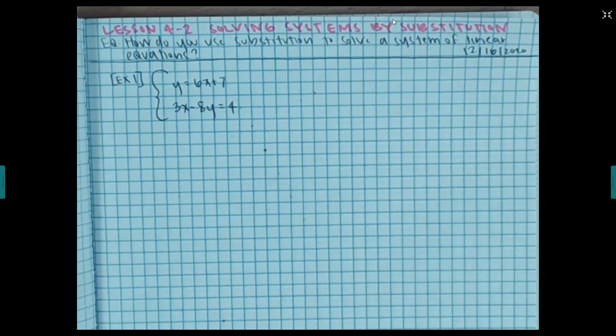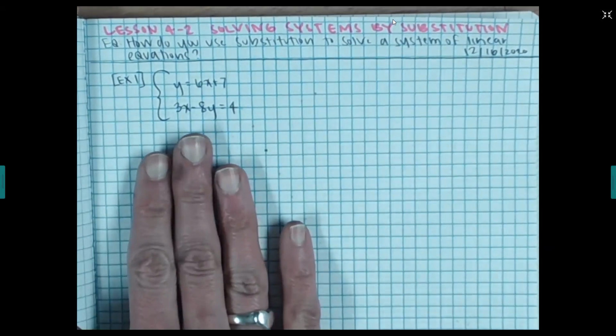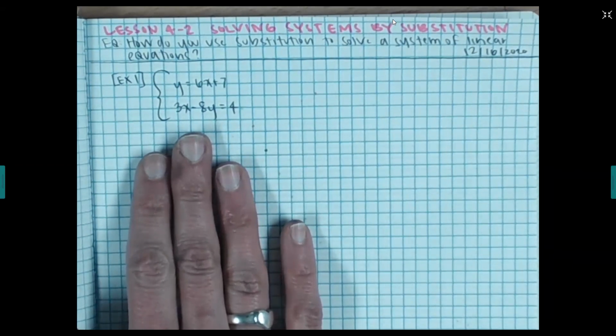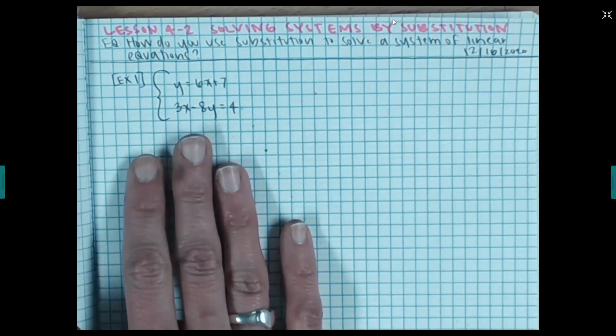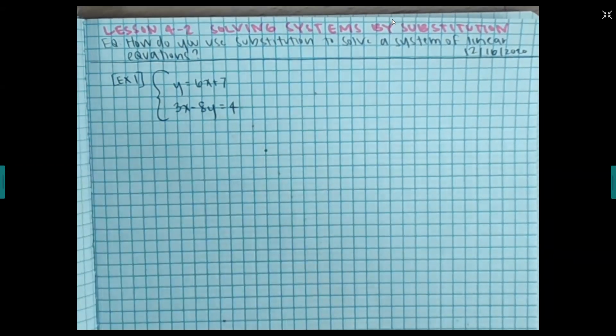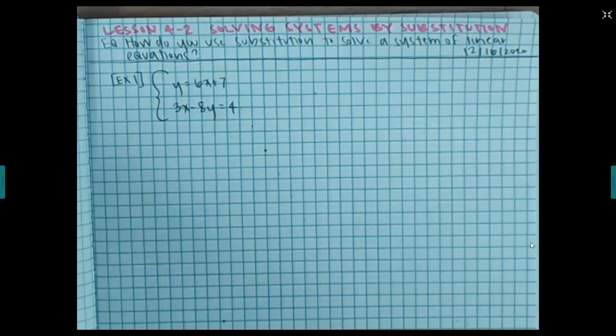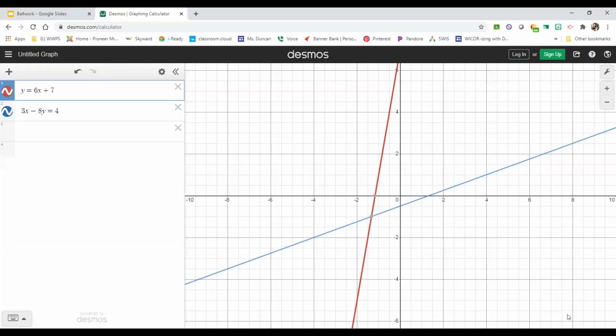Now, first of all, I want to look at Desmos for this example, just so we can see how the graph and substitution compare to each other. And then I'm going to show you how to substitute to solve so that you can see how you can get exact answers as well. So I'm going to go ahead and share my Desmos screen. And I already typed the equations in there, y equals 6x plus 7 and 3x minus 8y equals 4. And when I see this graph, I see they intersect here at negative 1.3 repeated and negative 1.